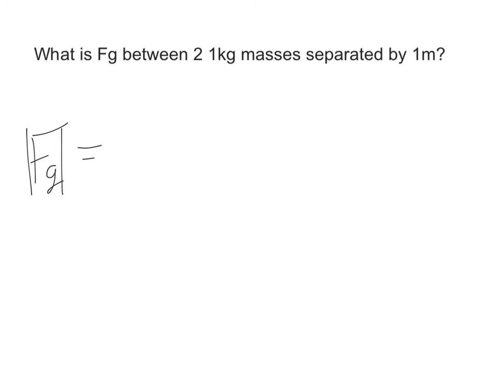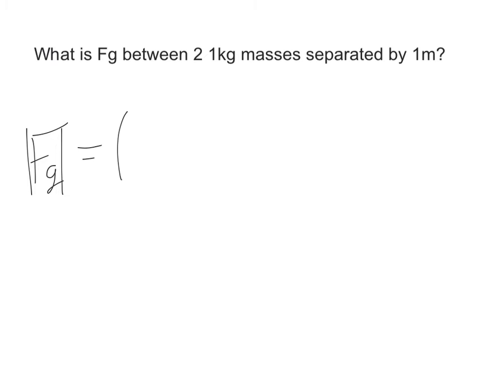A realistic scenario to visualize here would be perhaps two textbooks sitting on a desktop, that are separated by about 1 meter, so they'd be on either side of the desk. They do have gravity between them. Let's find out how strong that gravity would be.